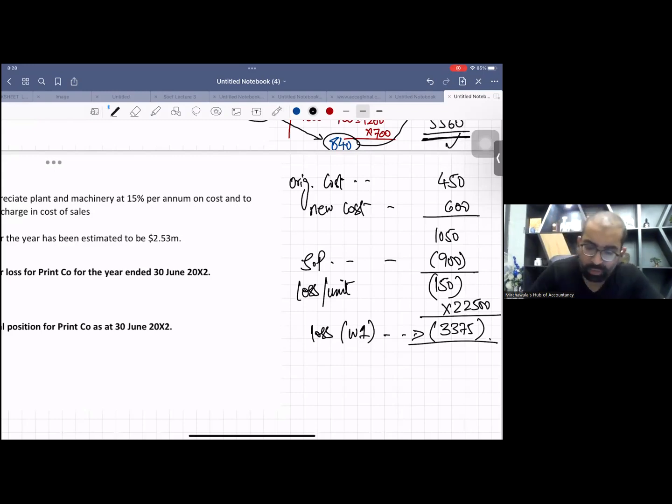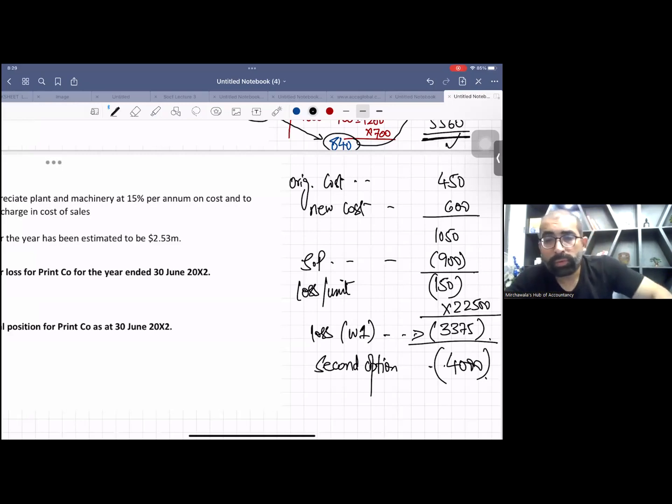Now, the second option is the penalty, which is 4,000. Now you tell me, students, should you pay 4,000 or pay only 3375? Which loss is better? Lower. Yes, this loss is better. So definitely we'll go for 3375.